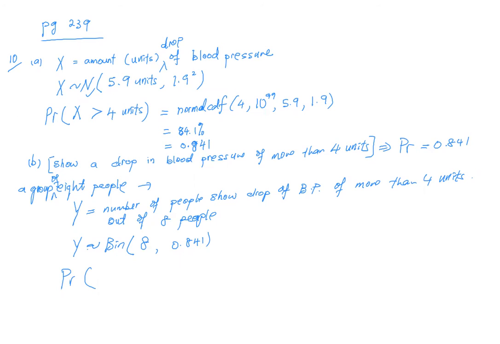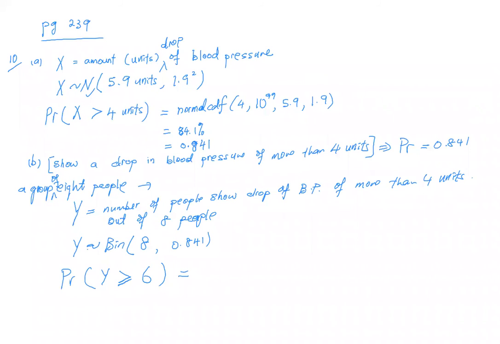You want to find the probability of what? Y. Greater or smaller? Find the probability of at least. At least means greater than or equal to 6. So how are we going to do this?